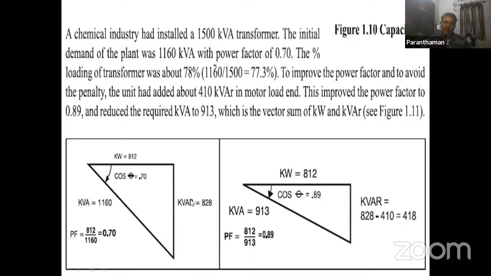For 0.7, the reactive kVAR was 828 and kVA was 1160. Now kVA has become 913 and kVAR has become 418. This is achieved by using that. What is that, sir? The unit had added about 410 kVA motor load. This is the capacitor bank they have added.